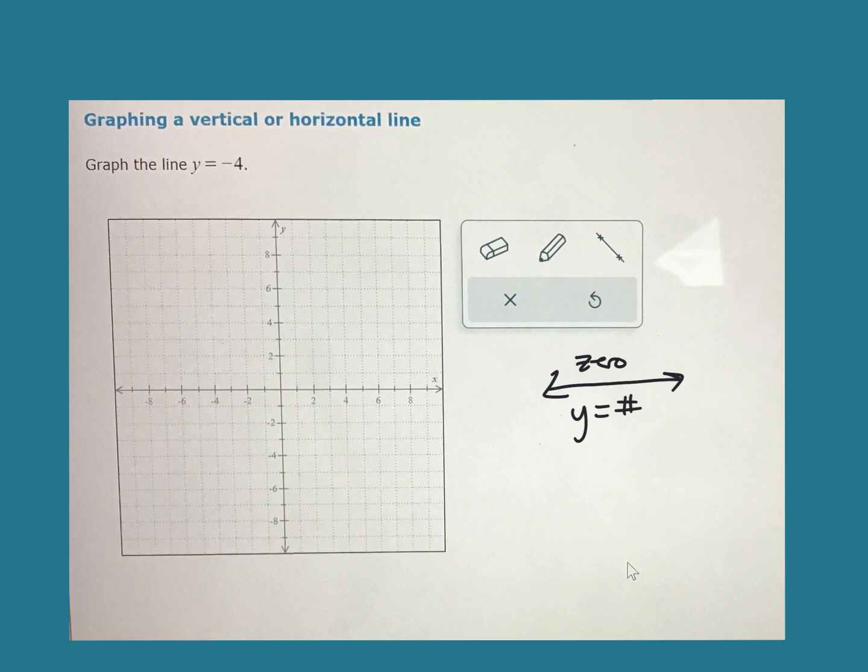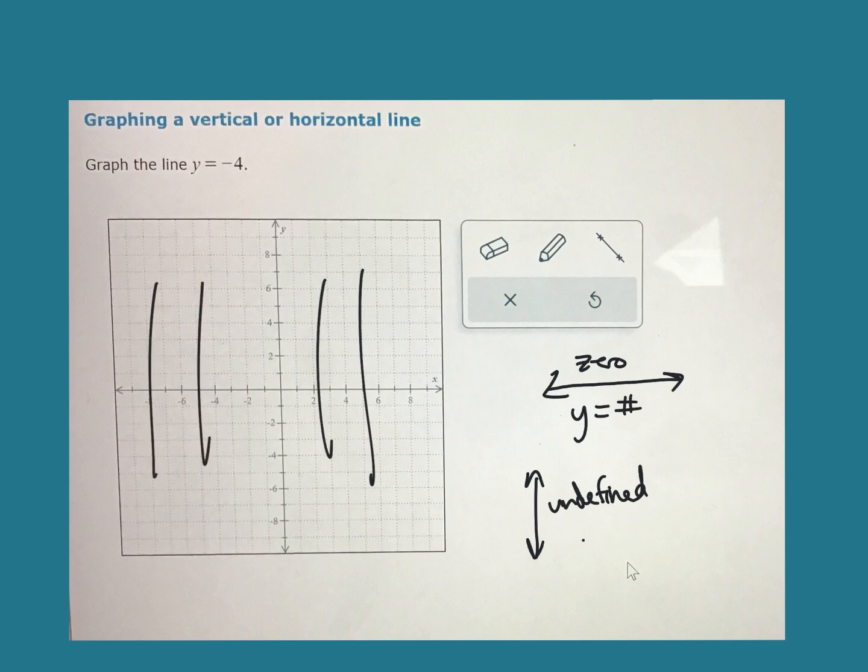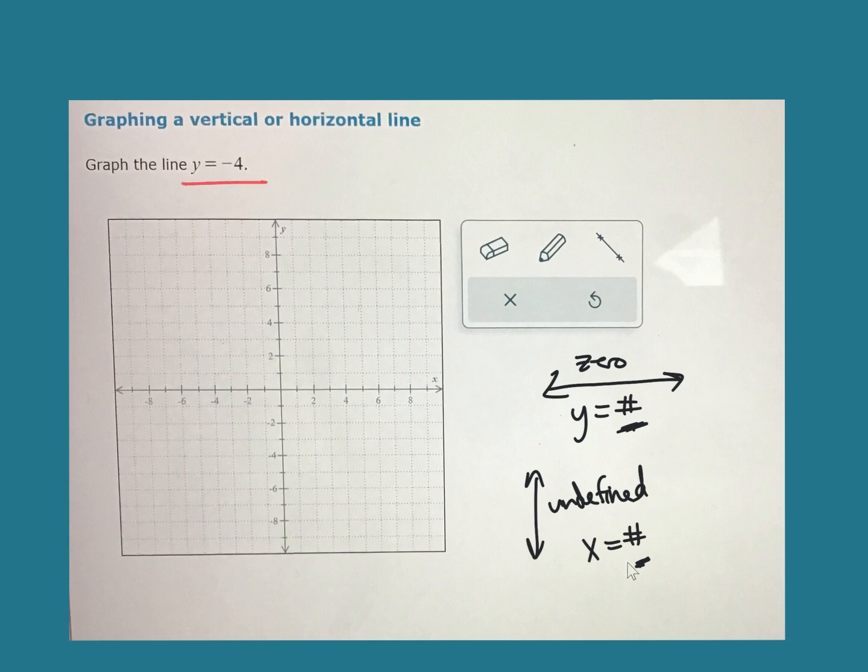And then on the other hand, when we have a vertical line, this would be that undefined slope. Anytime I draw a vertical line, it's only going to go through the x-axis, or that would look like x equals and then just some number. And then this number is always going to tell us where it goes through the y-axis or where it goes through the x-axis.